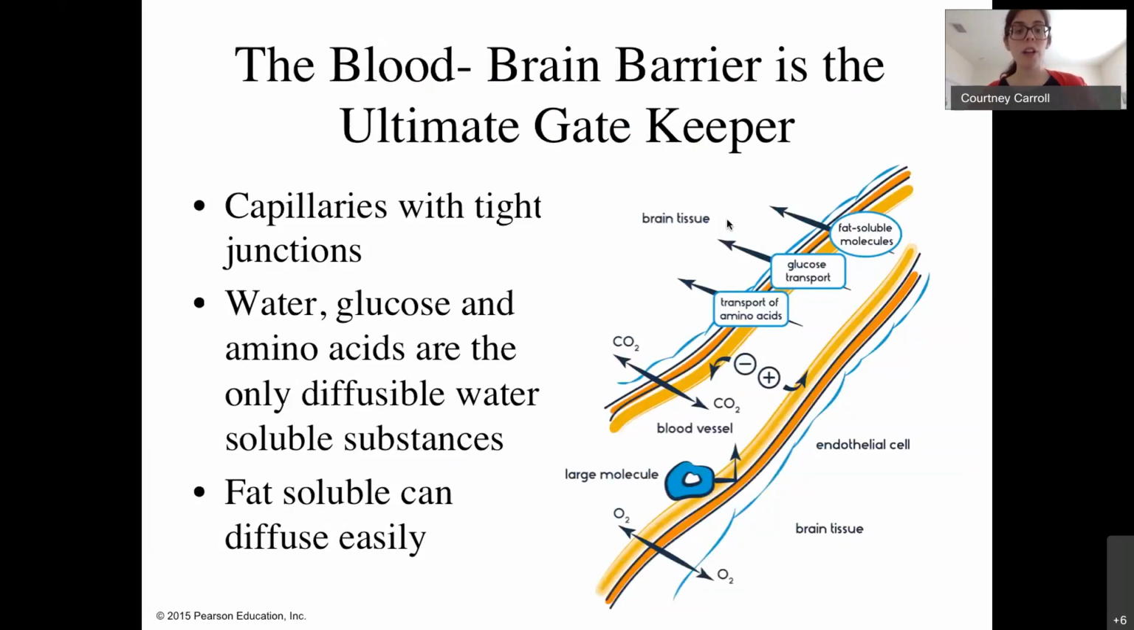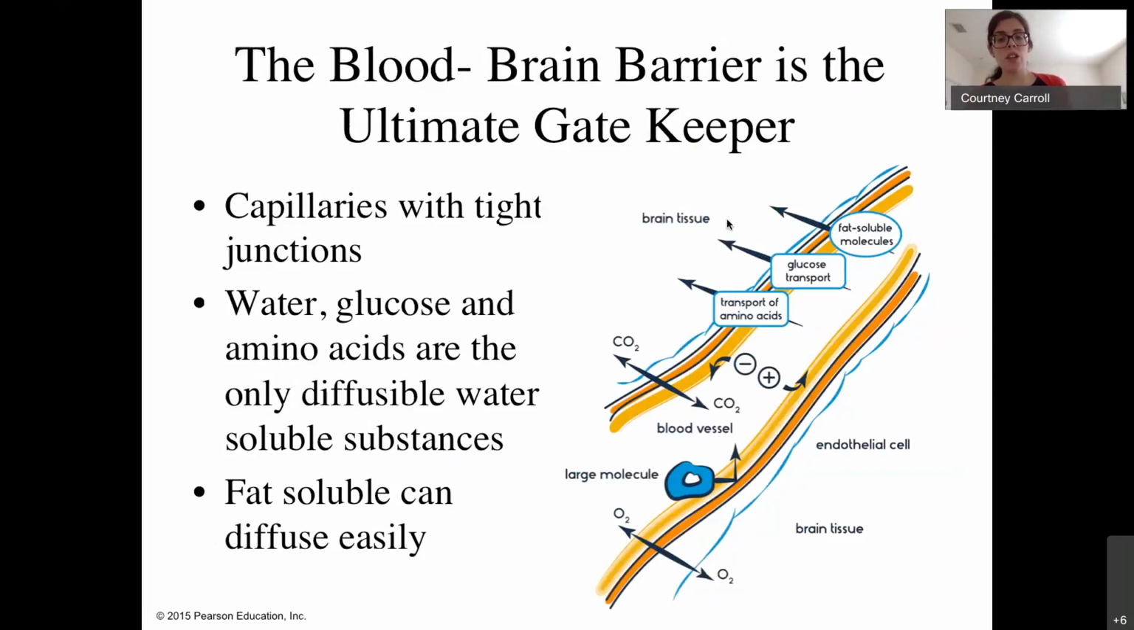Okay, so water, glucose, and amino acids are the only diffusible water-soluble substances. So the majority of things like ions, for example, or large molecules, toxins, are going to stay in the capillaries. And we have special transporters that will instead just bring in what the brain needs. So the brain needs glucose, the brain needs amino acids, and the brain needs some water.